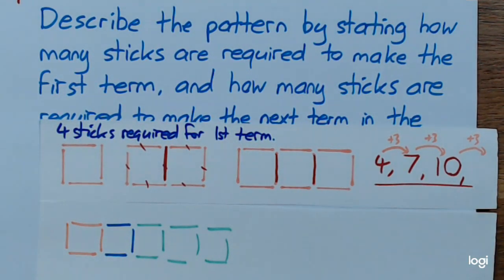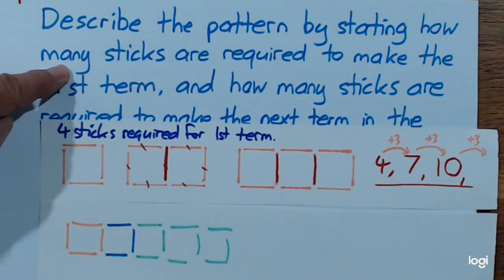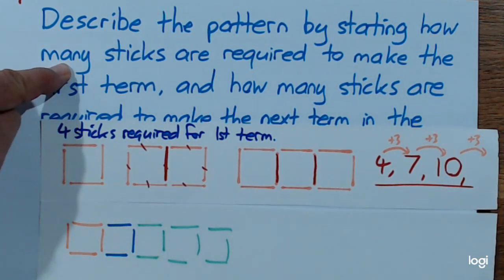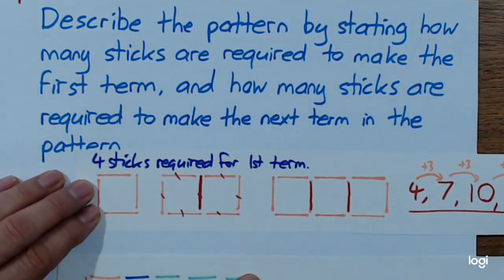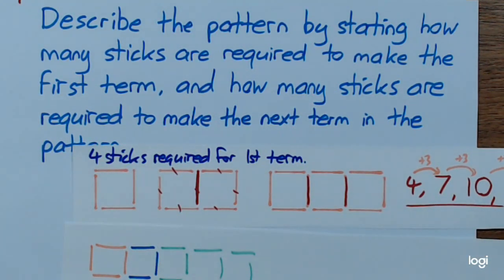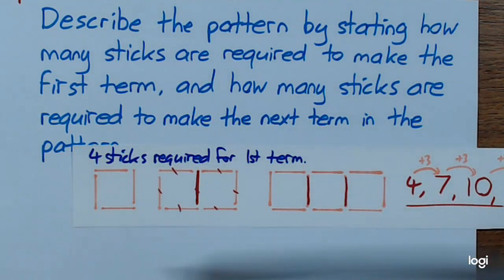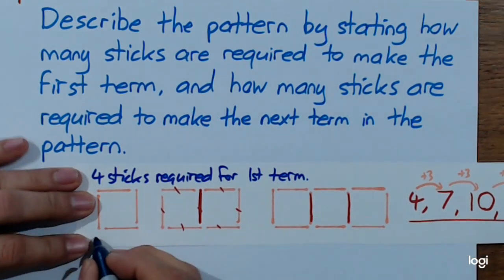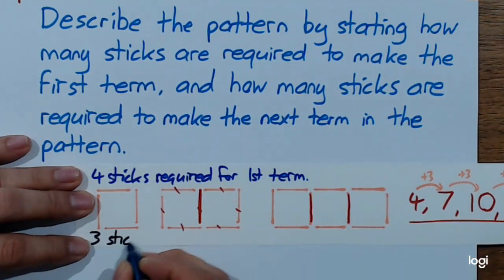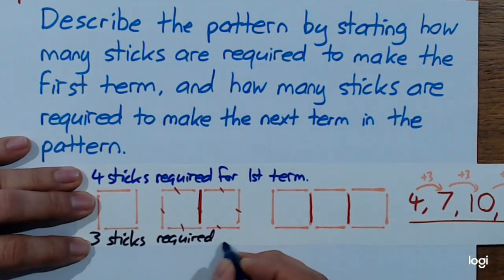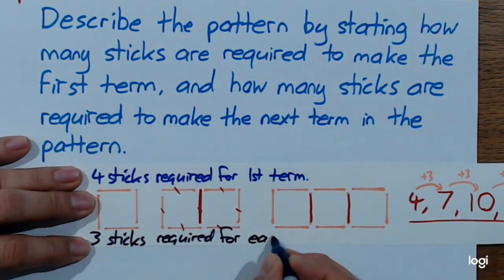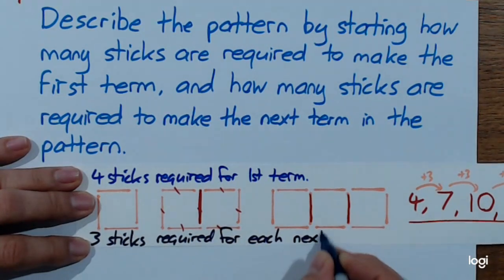Okay. So this question is so long because it's asking you to do 2 things. It's asking you to say, well, how many sticks do you need to start it? And then how many extra sticks do you need to continue it? So the second part of your answer is 3 sticks required for each next term.